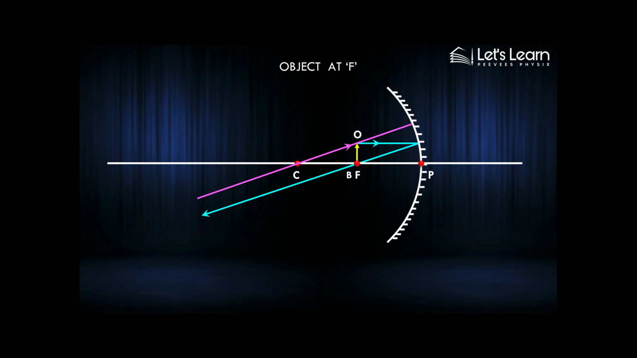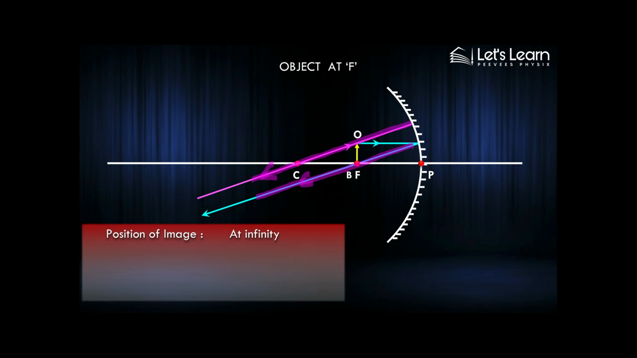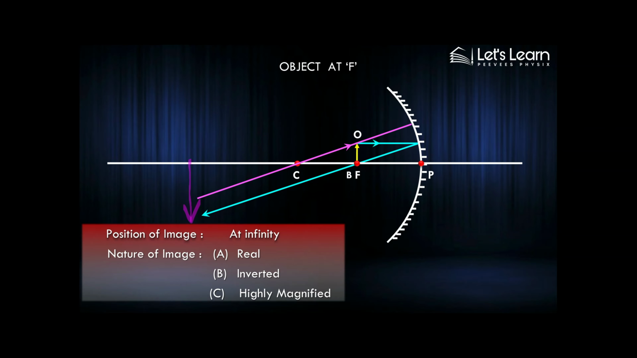Look at the two rays. Are they parallel? Yes, the two rays are parallel. The reflected ray that passes through F and the reflected ray that passes through C, they are parallel. And you know in math, parallel rays do not meet. We say they meet at infinity. So where is the position of the image? The position of the image is at infinity. So when the object is kept at F, the image is formed at infinity. Nature, I said the rays meet at infinity, which means real image. And if they meet at infinity, it's inverted and it's going to be highly magnified.